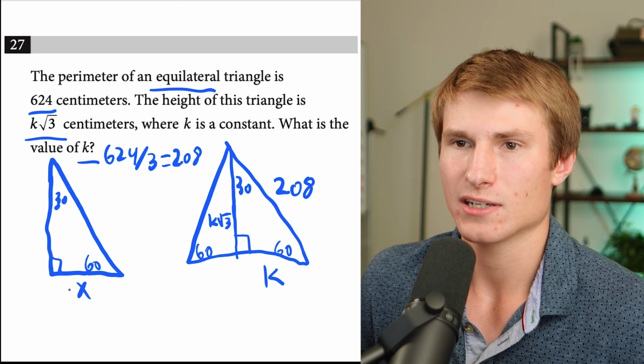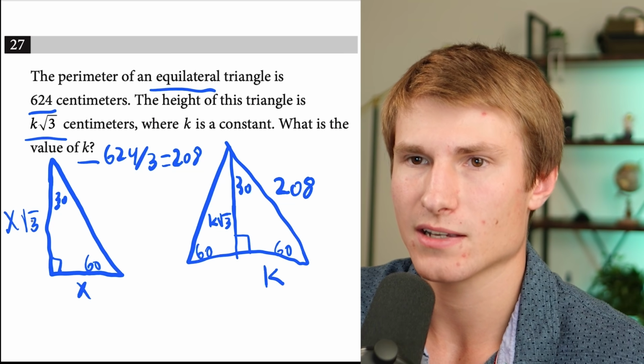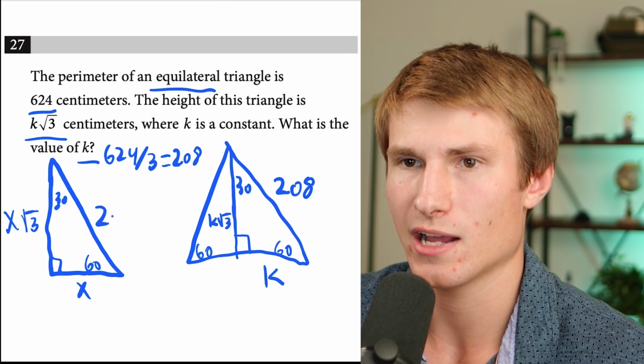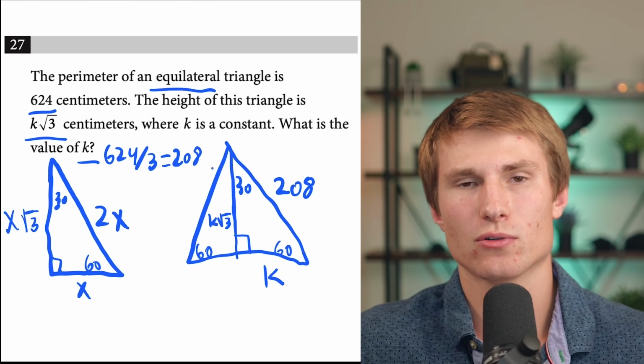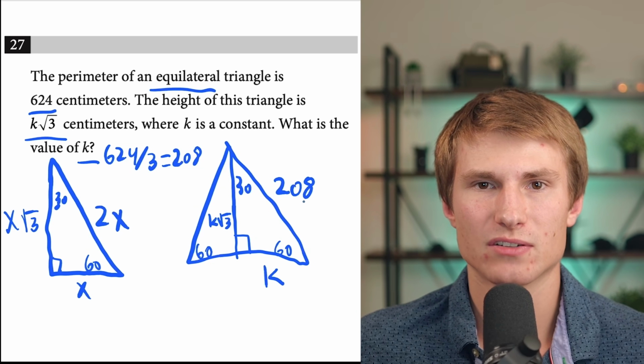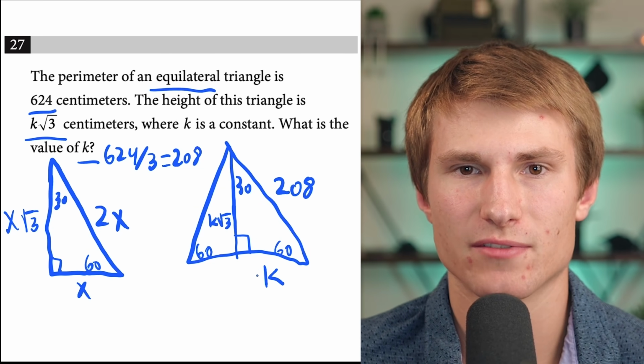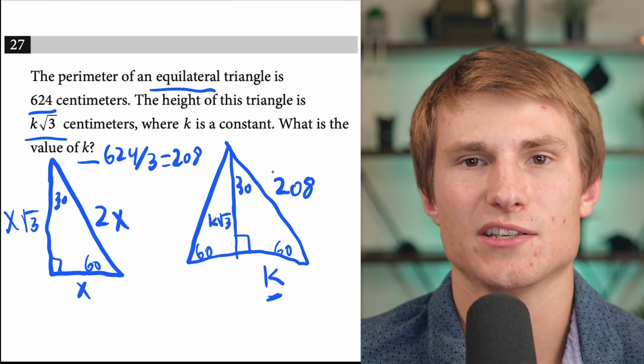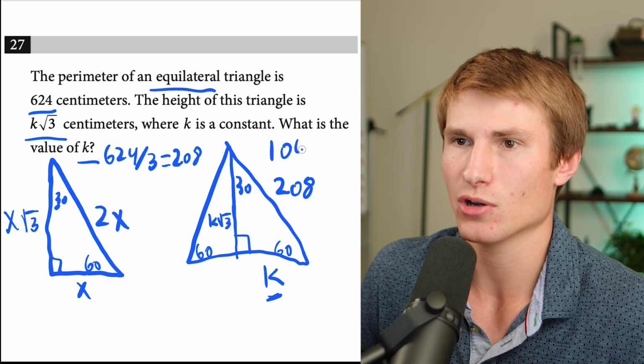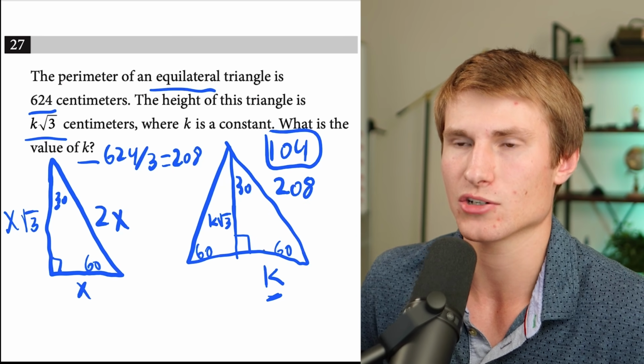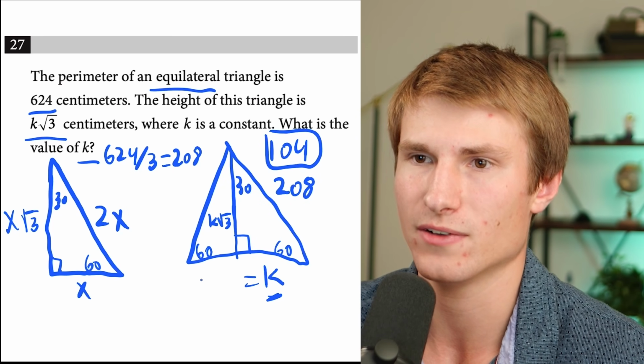If you have side length x there, you're going to have side length x times root 3 there, and you're going to have 2x here. So in order to actually solve for the value of k, I just have to divide this 208 by 2 to get the value of k right here. Okay, so 208 over 2 is going to leave me with 104 as my answer. And I'll just go ahead and put 104 as the value of k.